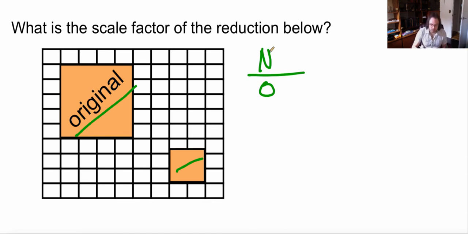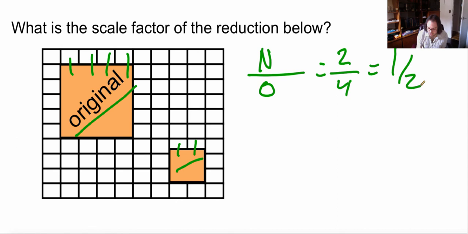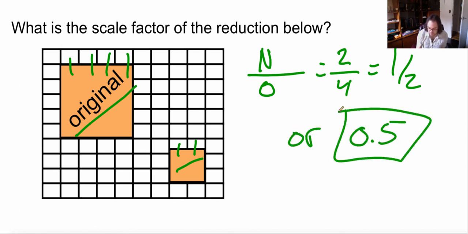Now, we look at this here, we have to figure out the size of my new. 1, 2 that way, and this is going to be 1, 2, 3, 4. So it is 2 over 4, which is the same as 1 over 2, or we could say 0.5 is going to be my scale factor.